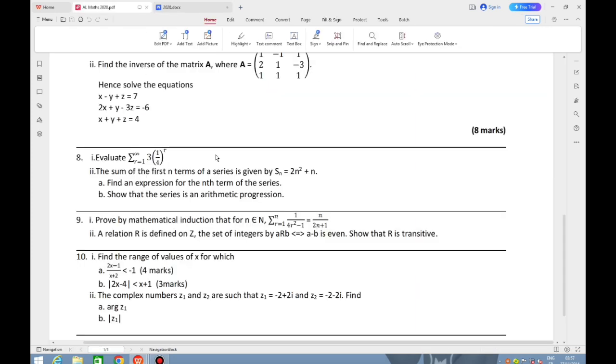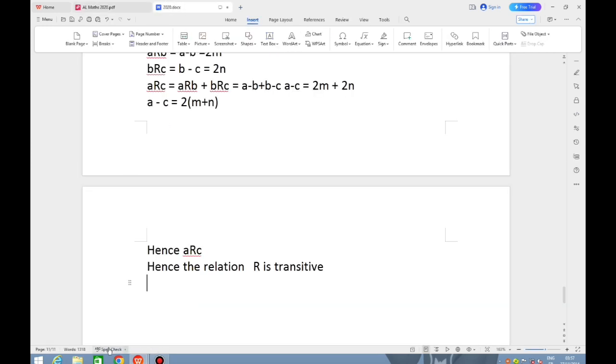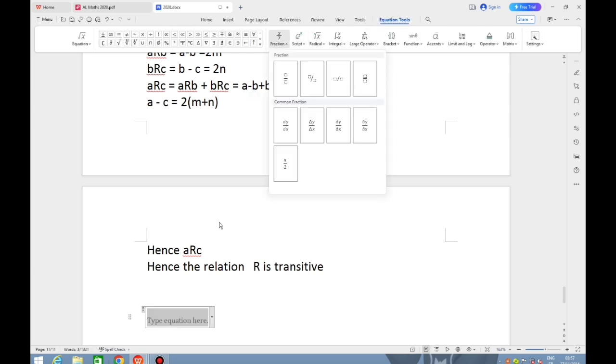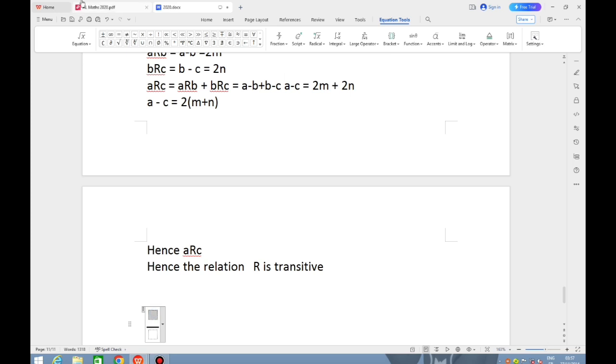Now question 10 says find the range of values of x for which 2x minus 1 over x plus 2 is less than negative 1. Alright, that's question 10 Roman 1a. So the function 2x minus 1 over x plus 2 is less than negative 1.